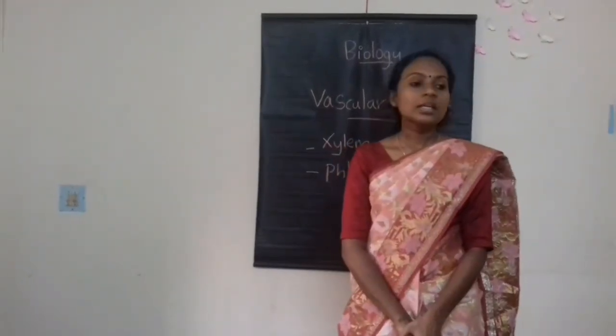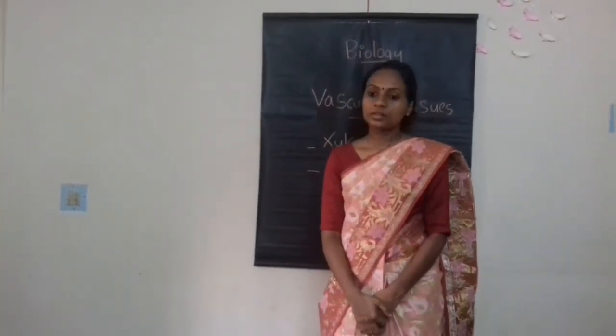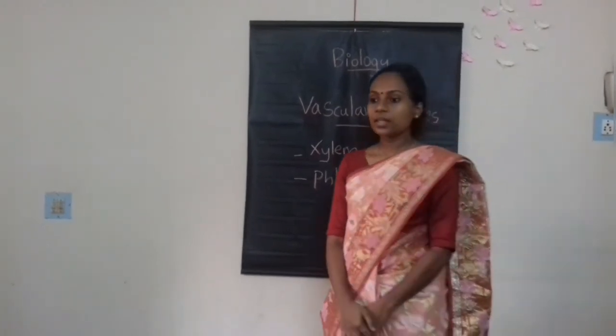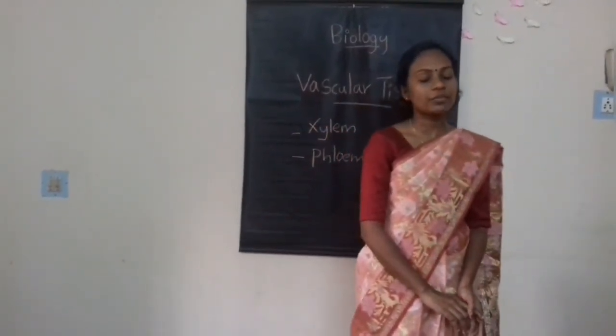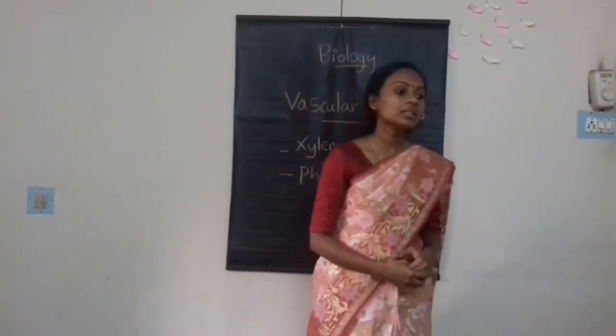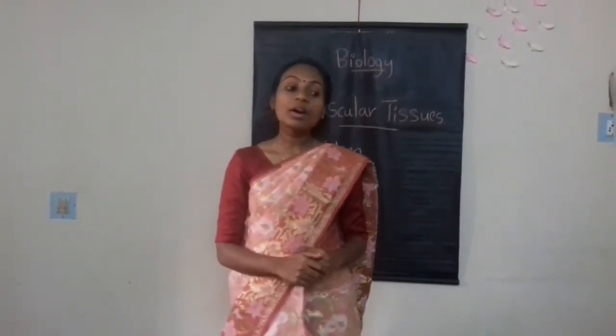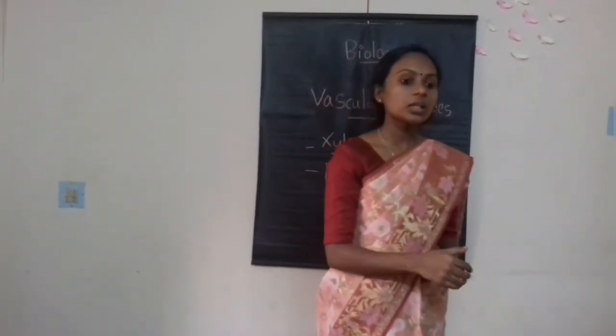I hope you all have understood today's topic. Now, take your science diary and write down your homework. Have you taken it? Yes. Write the first question. Sketch and label the parts of xylem and phloem. Have you written? Okay. The second question. Write a note on vascular tissues and their functions.